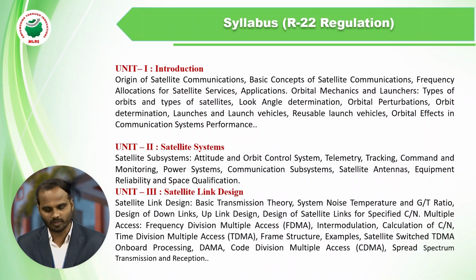After that, unit 2, that is satellite systems. In these satellite systems: attitude and orbit control systems, telemetry, tracking and command and monitoring, power systems, communication subsystems, satellite antennas, equipment reliability and space qualification. In the satellite system, what do we have? Telemetry, tracking, how the satellite moves from Earth to space, trajectory, and commands.